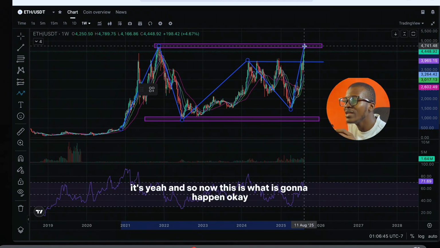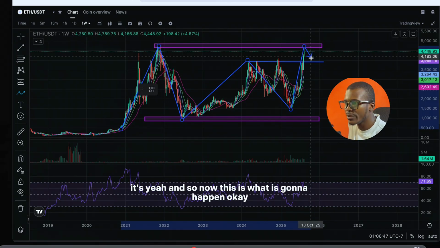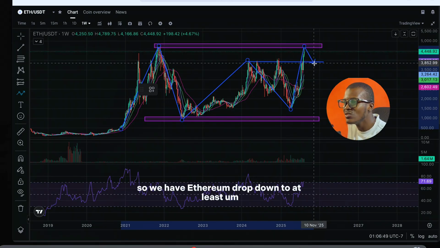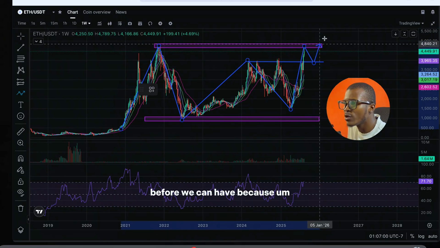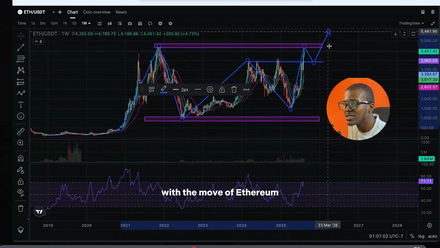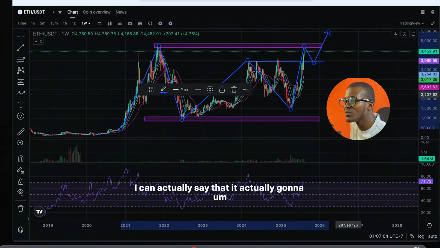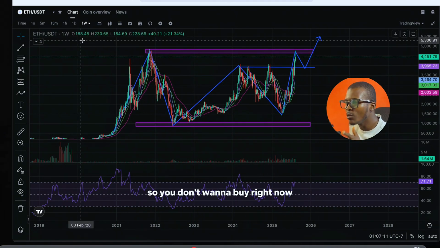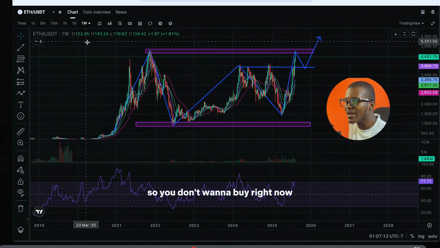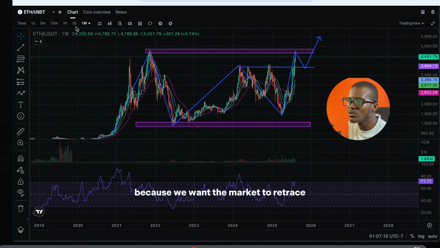Yeah, and so now this is what is going to happen. We have Ethereum dropping down at least 10 to 30% before we can have, because with the move of Ethereum, I can say it is going to join the move for this bull season. So you don't want to buy right now, because we want the market to retrace.